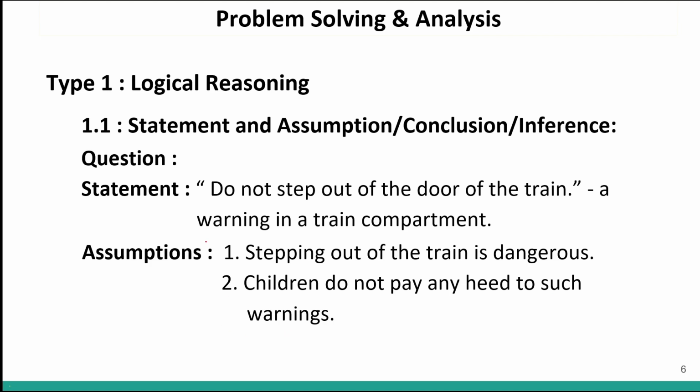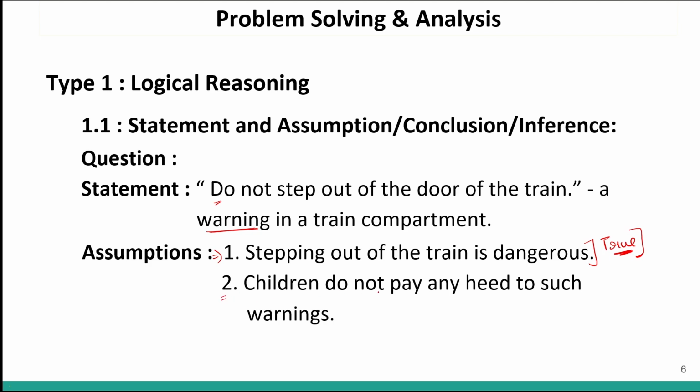Now, if you look at assumption 1, that stepping out of the train is dangerous, this is a true assumption, because only if this is true will we get a warning. If stepping out of the train is not dangerous, why would there be a warning at all? If there is a warning on the train compartment, that means it is dangerous. That is the only reason why there is a warning. So this assumption is true.